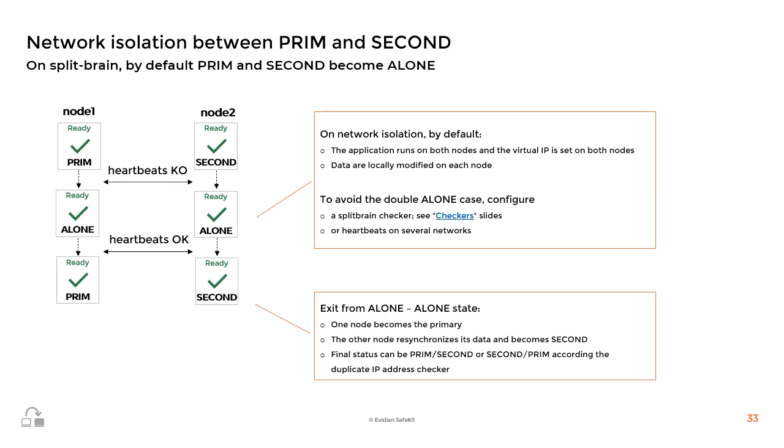Network isolation occurs when all heartbeats between Node 1 and Node 2 are lost. As long as there is a live heartbeat on a network, the split brain situation cannot occur. Therefore, implementing an unbreakable private network, such as a direct Ethernet link between both nodes, can avoid this situation. Another way to avoid the alone state is to configure the split brain checker of SafeKit. The split brain checker is explained in the checker slides.